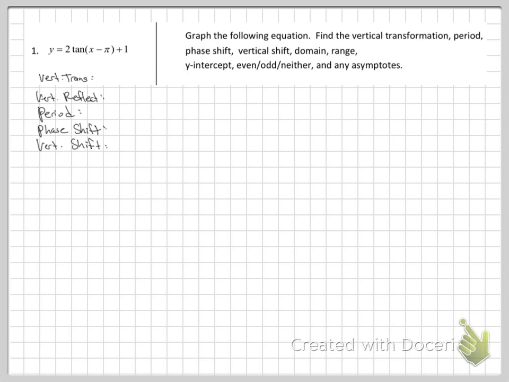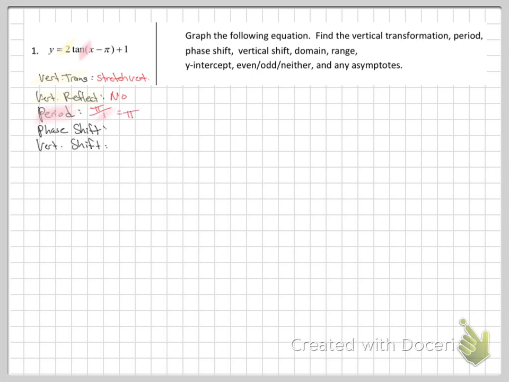So this is a tangent graph, so we don't need to do the rip it or flip it part. Vertical transformation comes from the number in the very front, right? There's a 2 in the very front. That answers these two questions. 2 means stretched vertically by 2. The 2 is not negative, so there is no vertical reflection. Then we have the b value, the imaginary 1 right there. Not 2 pi, this is tangent. Pi divided by b, which is just 1. So the period is going to be pi.